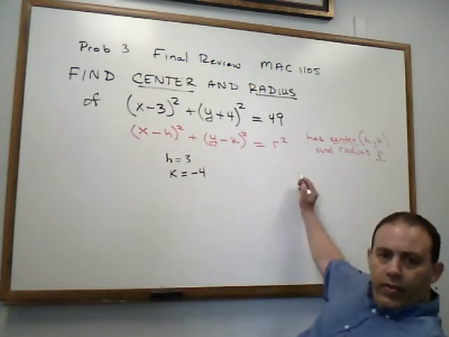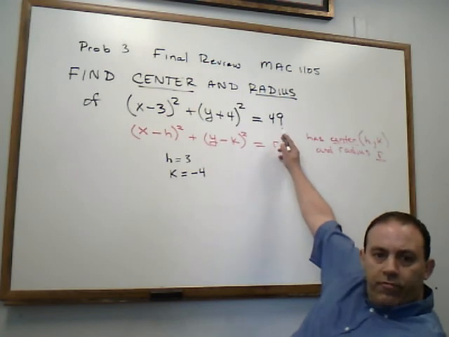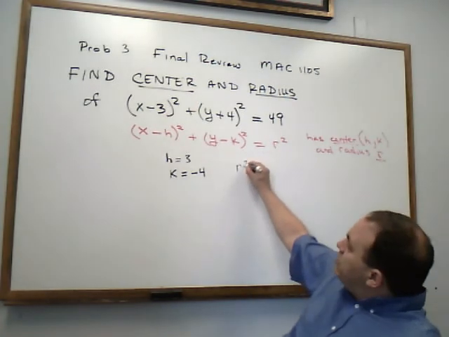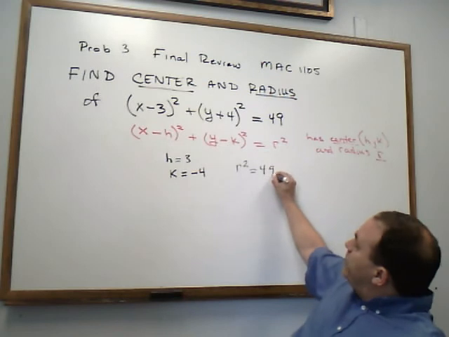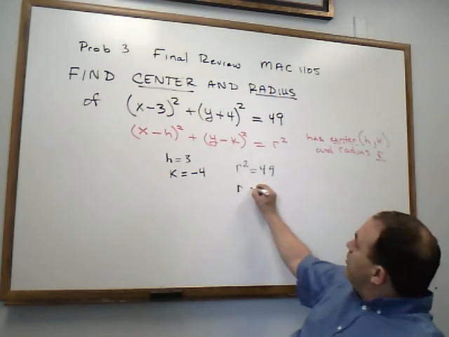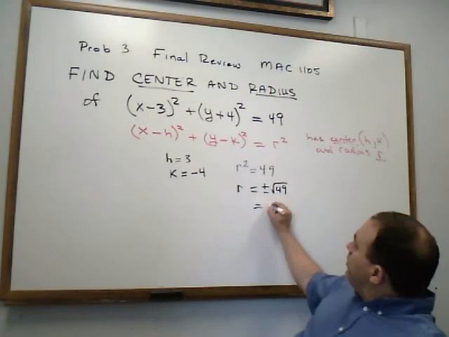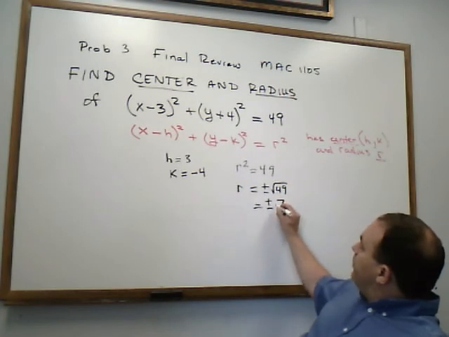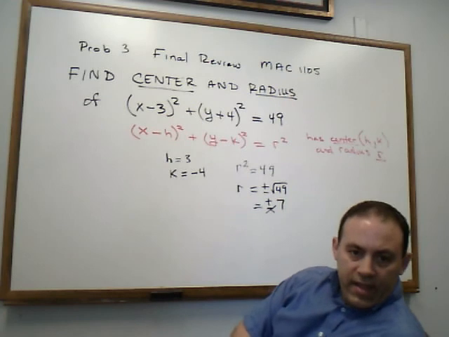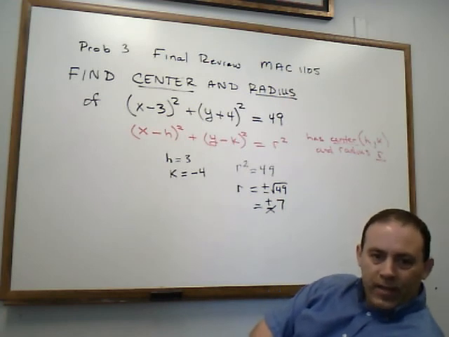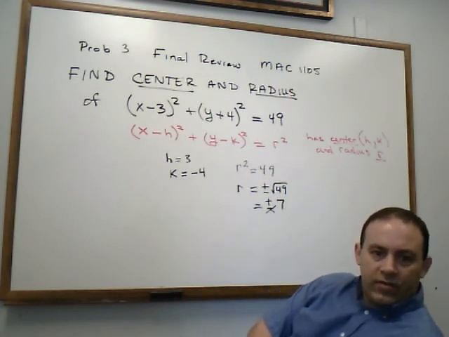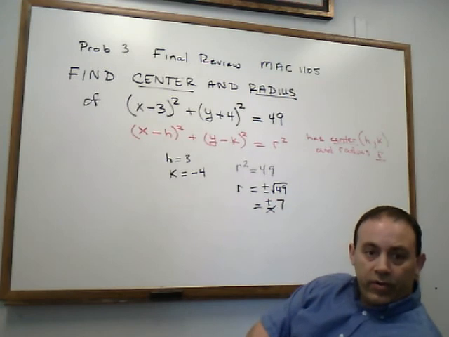Finally, we're told that the radius squared is equal to 49. So if the radius squared equals 49, then using the square root property, the radius has got to be plus or minus the square root of 49, which gives us plus or minus 7. But we don't tend to work with negative radiuses or radii. So we discard that negative solution and say that the radius is equal to 7.